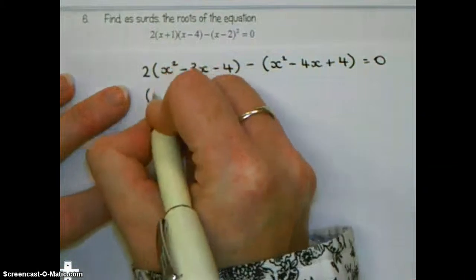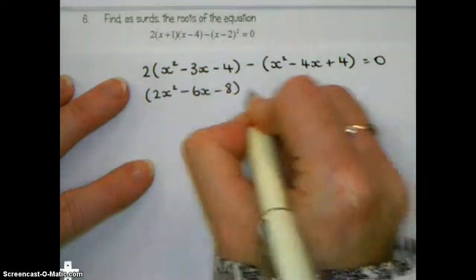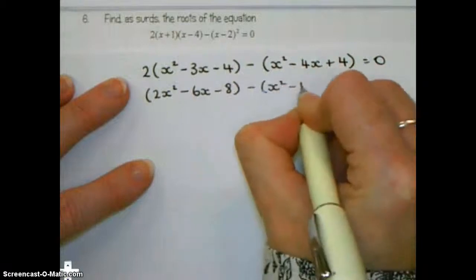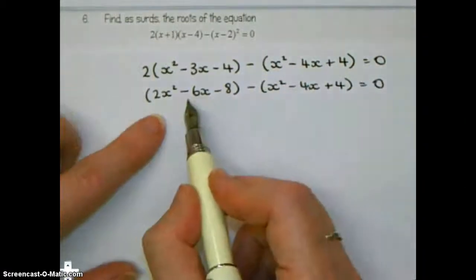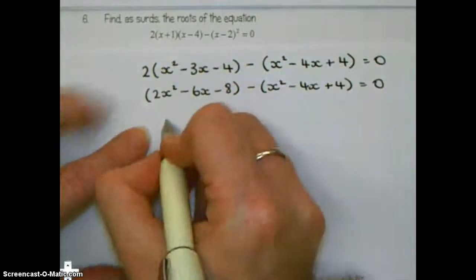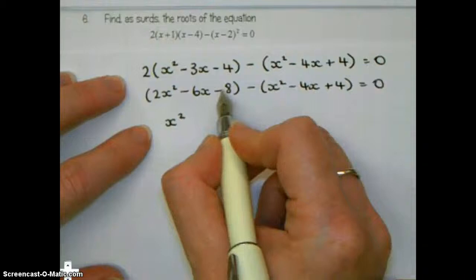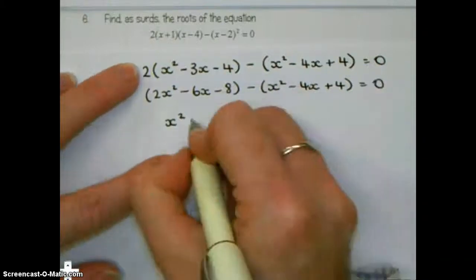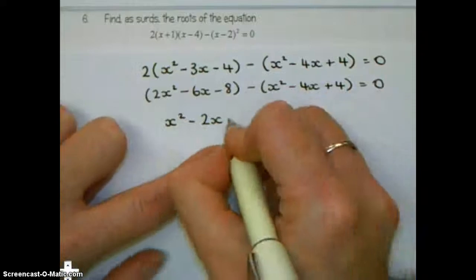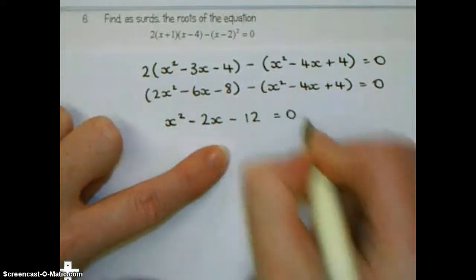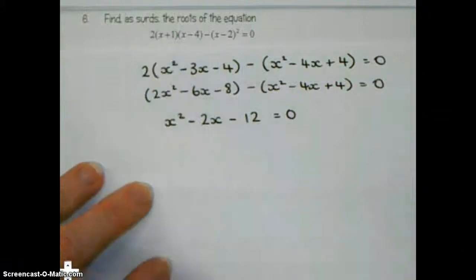So the first one, if I times everything by 2, becomes 2x squared minus 6x minus 8, minus x squared minus 4x plus 4. And then let's do our subtracting. So 2x squared, take away 1x squared is x squared. Minus 6x minus minus 4x, well that'll become plus 4x, is minus 2x. And minus 8, take away this positive 4, will be minus 12. And I'm not even going to attempt to factorise, because it says at the top, leave your answer as surds.